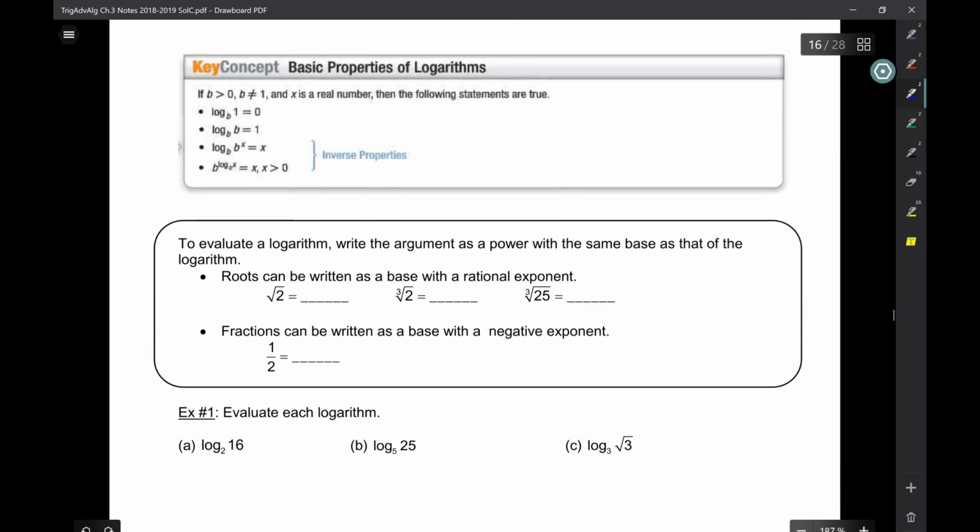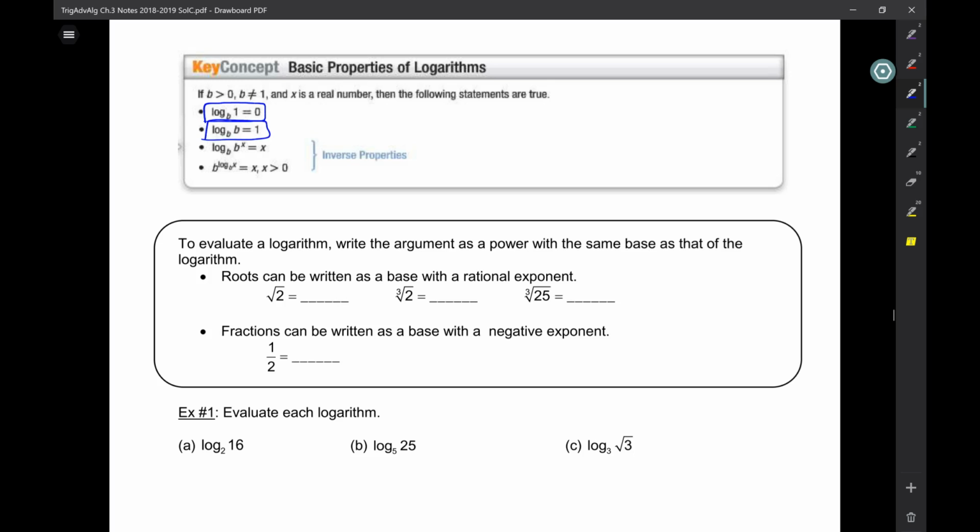Now take a look at these properties. Look at this one. We just came up with this all by ourselves. B to the power of what gives you 1? What should the exponent be so you could get a 1? It's 0. What should the exponent be so you get a B again? 1. Okay? So these we just came up with on our own.